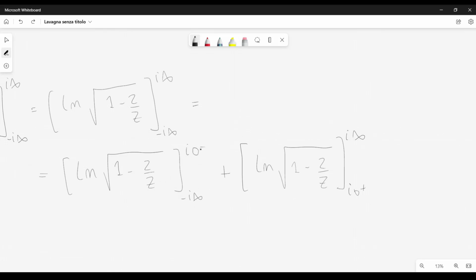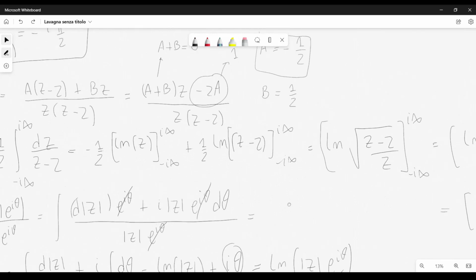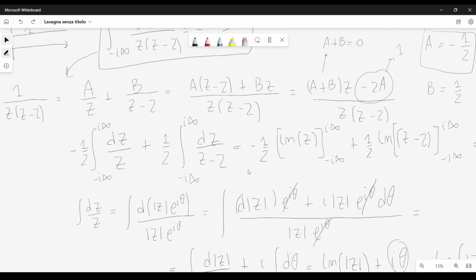We have to exclude the point i0. We can take i0 minus and i0 plus, but we have to exclude the point i0. So I didn't say that before. I should have, but I wanted to keep things as short as possible and avoid writing out too many expressions, because in that case I should have split this integral here in two parts by excluding the point i0. Okay, so you get the idea. I prefer to do it now.